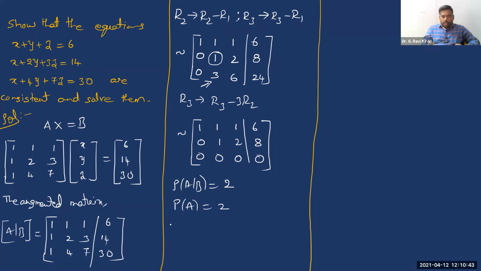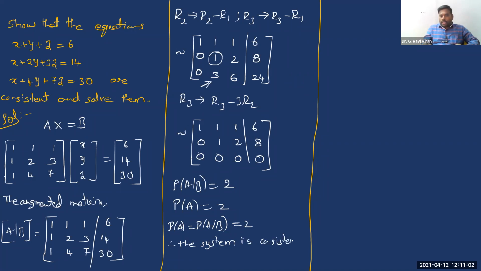Now, since these two are equal, we can just conclude here at this moment. We can say rank of A is equal to rank of AB. Therefore, the system is consistent. See, this is what you're asked to show, right? So the system is consistent.